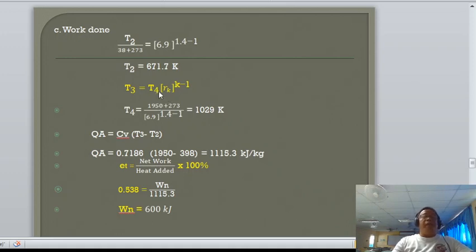Another is the work done. The work done, of course, is the net work, the difference between the heat addition and the heat rejected on the system. So, let us first define the temperature at the end of compression, since the highest temperature is already given. Substituting now from the equation, T sub 2 will become 671.7 Kelvin. And getting now also the value of T sub 4, T sub 4 is equal to 1029 Kelvin.